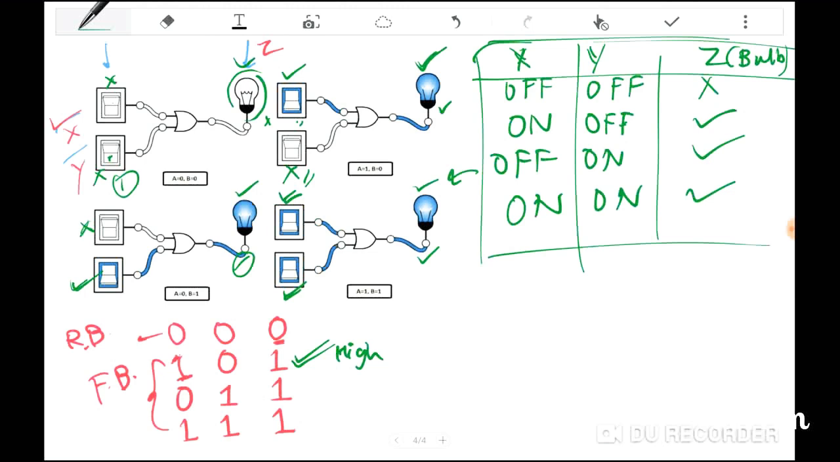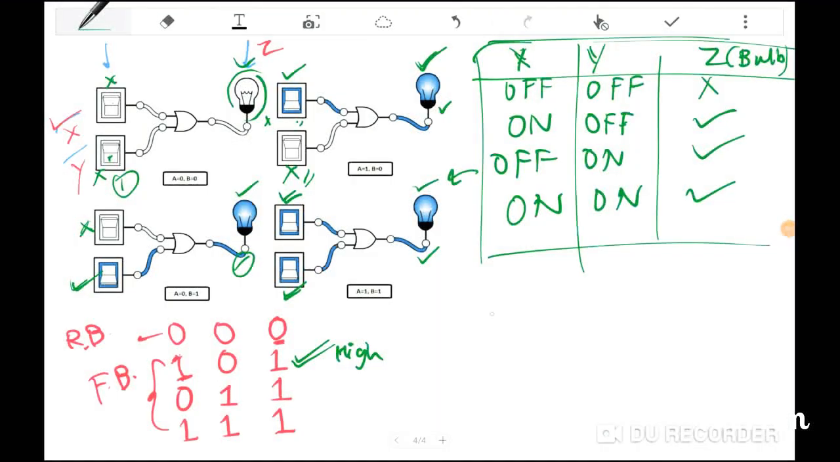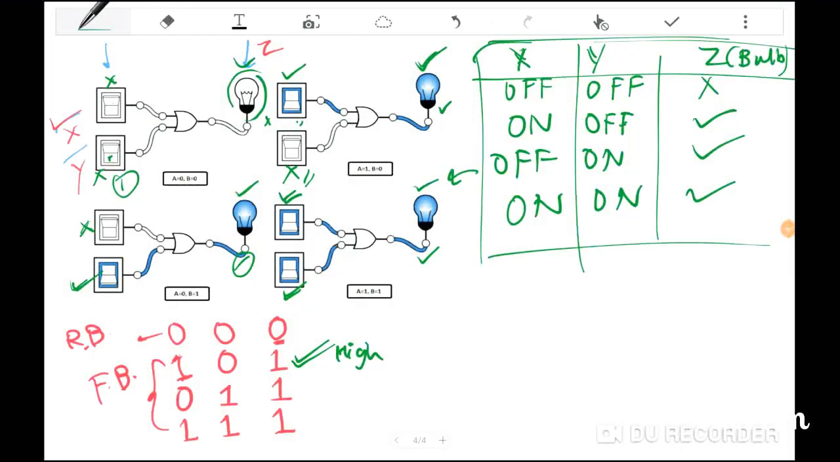So this is all from my side. I hope you understood what exactly the OR gate means, and also I've given you a real life example of how exactly the OR gate works. So this is the end of part number 1.